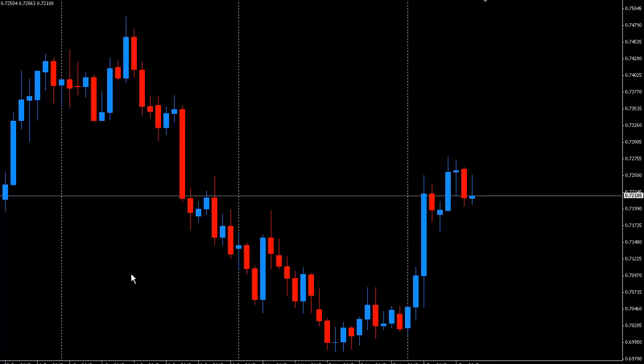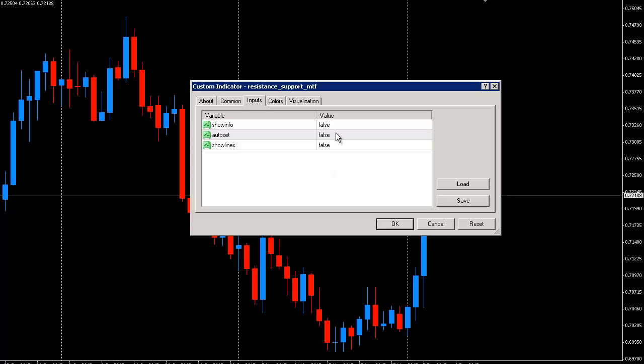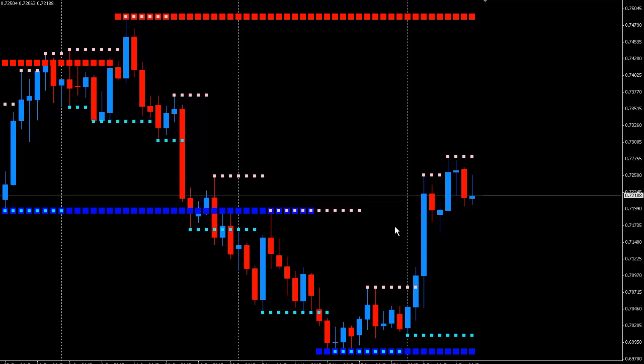This indicator is going to show you major support resistance levels for the daily and the weekly. So what I do is I simply select and drag the indicator on my chart. There is nothing to do here. We do not need to change those parameters. We simply press OK, and then the indicator is on your chart.